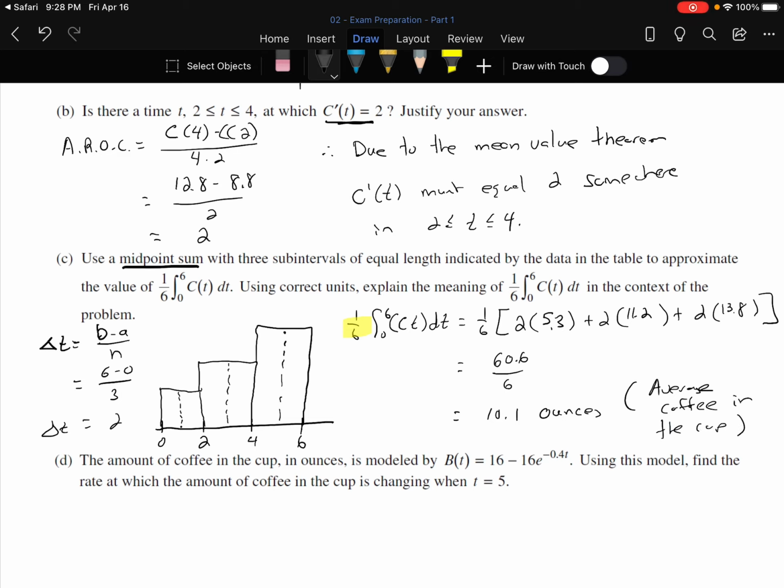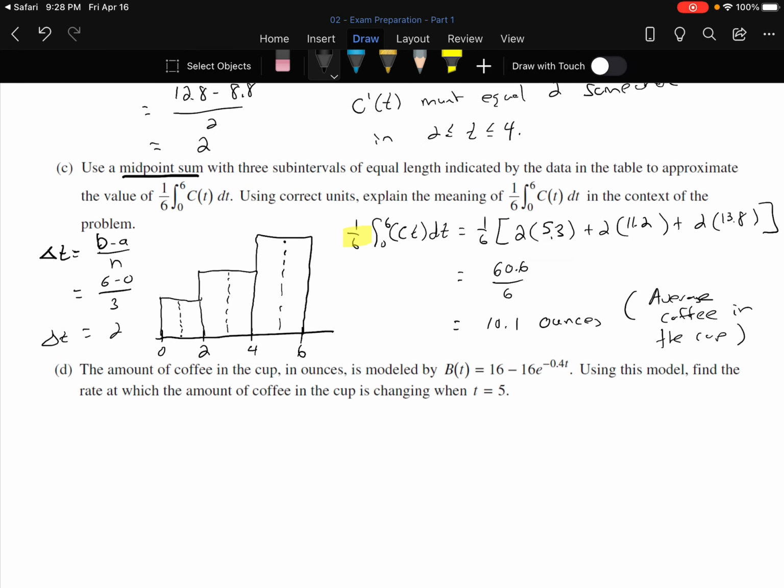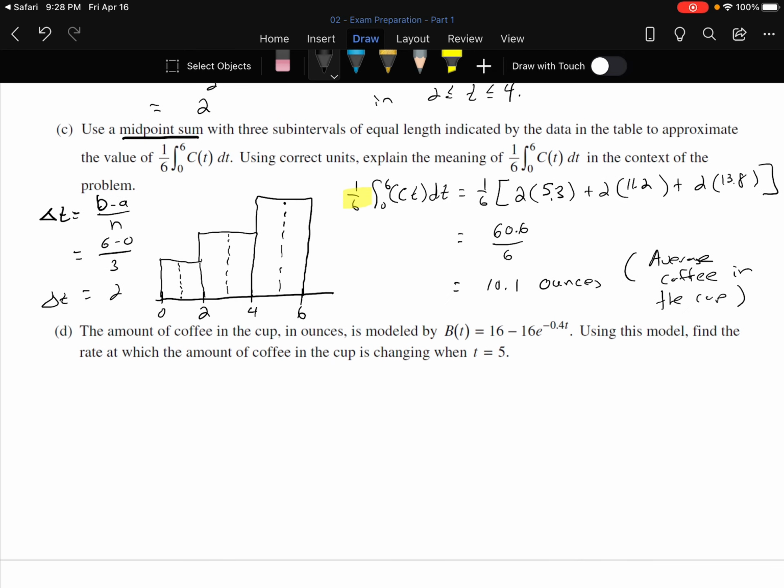And then finally, in the last question, back to something a little more what we're used to. Actually, D's the hardest question to do, but we did so many of them in regular calculus that we think that's the easy one. It says the amount of coffee in the cup is modeled by, and here's the equation finally for the situation. Using this model, find the rate at which the coffee is changing when t equals 5.